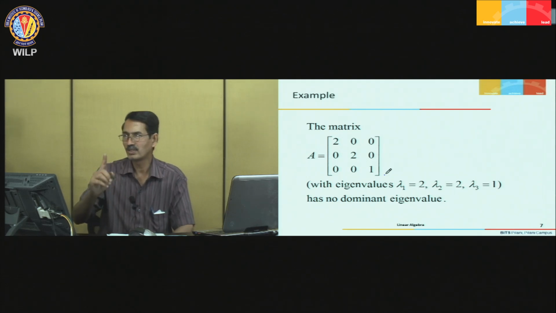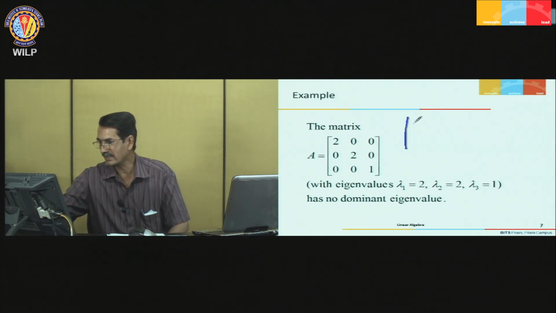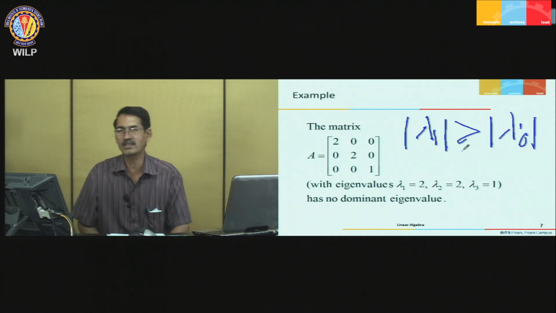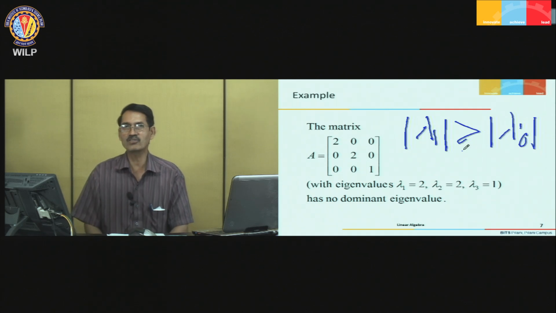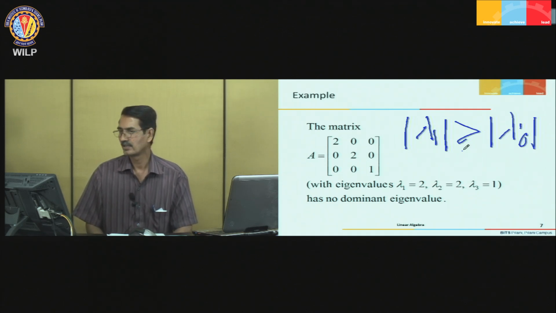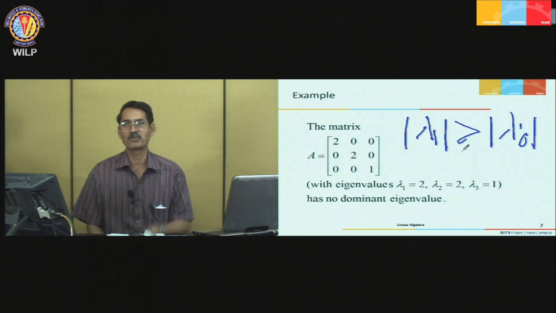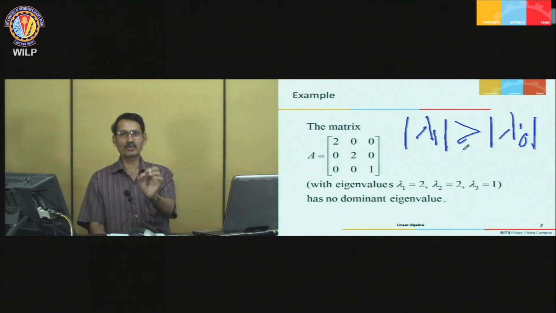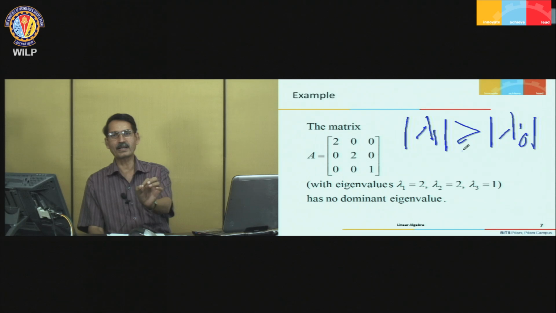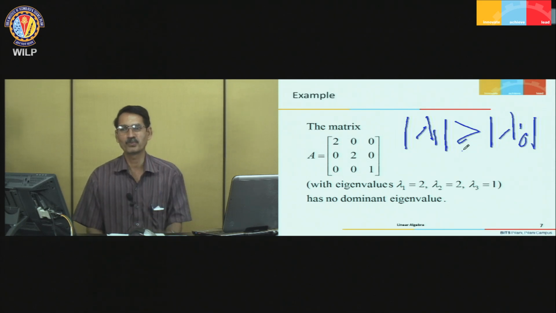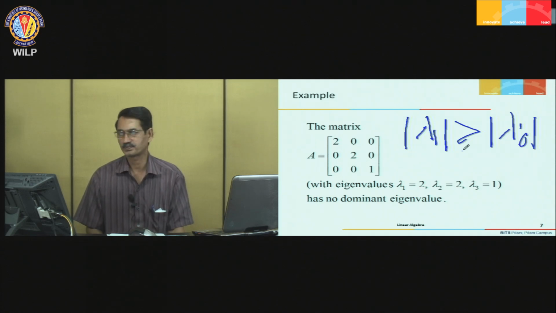But what is the meaning of dominant eigenvalue? If lambda 1 is a dominant eigenvalue, then modulus of lambda 1 should be bigger than modulus of lambda i for all i except i equal to 1. So, see that this condition is not satisfied, and therefore this matrix A does not have any dominant eigenvalue. So, remember now, it should be clear to you that every matrix will not have a dominant eigenvalue. Therefore, it will not have a dominant eigenvector.